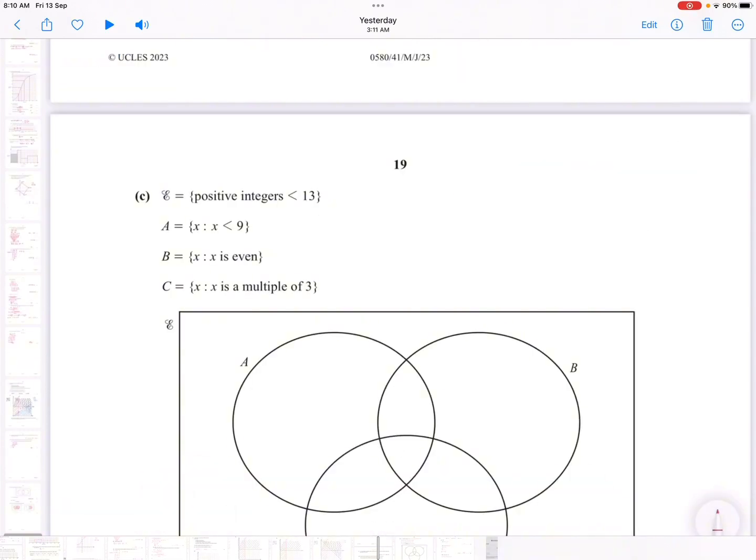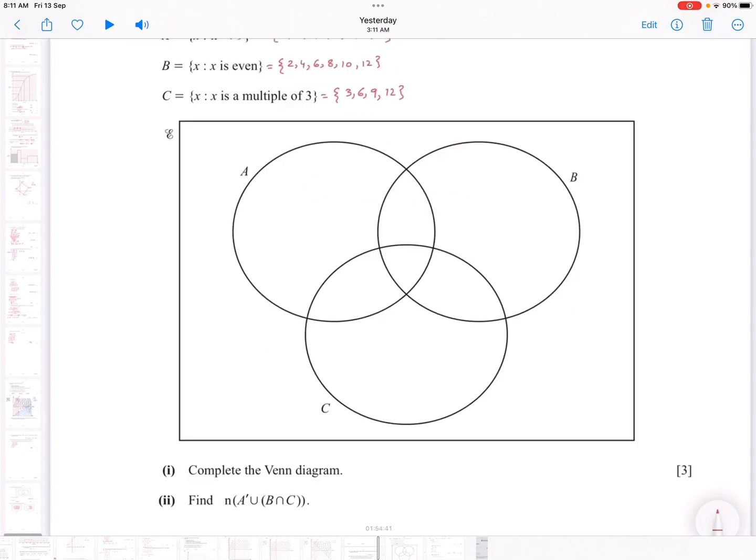Okay, the universal set is positive integers less than 13. So write down all the values: 1, 2, 3, 4, 5, 6, 7, 8, 9, 10, 11, 12. A is such that x is less than 9. So from 1 to 8, that would be your A. B, x is even. So choose the even numbers from the universal set: 2, 4, 6, 8, 10, 12. C, multiples of 3. So 3 ones are 3, 3 twos are 6, 9, 12.